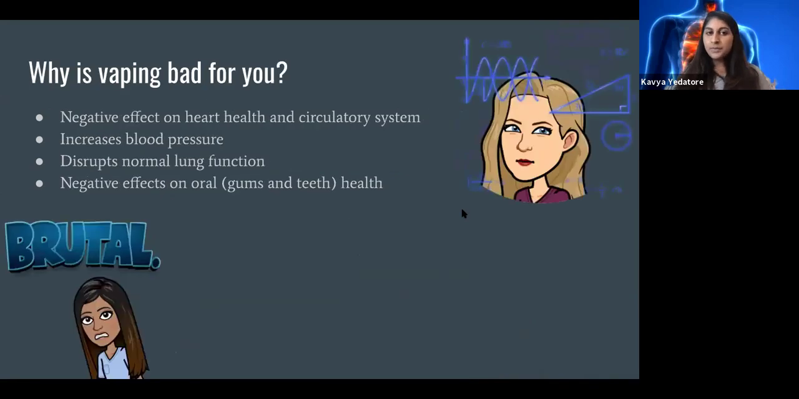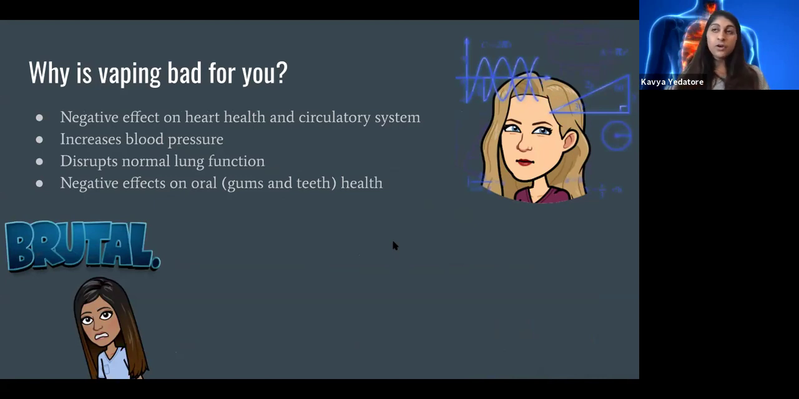So why is vaping bad for you? Nicotine itself has a negative effect on heart health and the circulatory system, which is your heart pumping out blood to the rest of your body. It can increase your blood pressure, and an increased blood pressure can later on lead to a whole bunch of other problems. It can disrupt normal lung function, like I said, and make breathing hard.